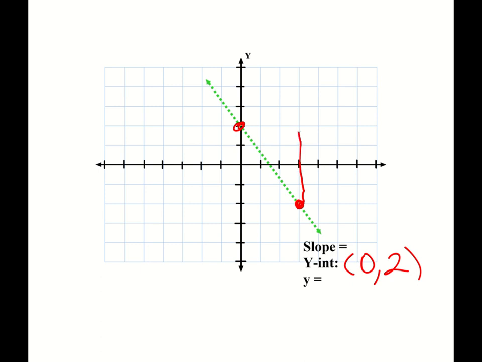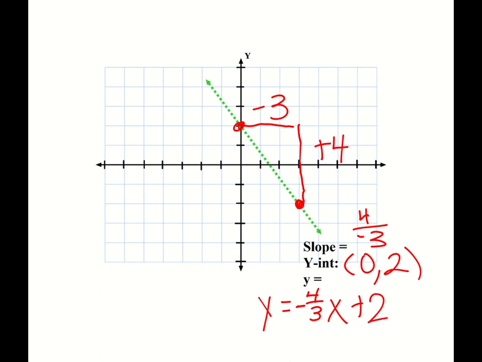I go up this direction, and that'd be 1, 2, 3, 4, so plus 4. Then I go to the left, the negative direction, 1, 2, 3, so negative 3. So my slope is going to be rise of 4 over the run of negative 3. I put it all together, I get y equals negative 4/3 x plus 2. I can just put the negative in front of it because I know it's a negative slope.